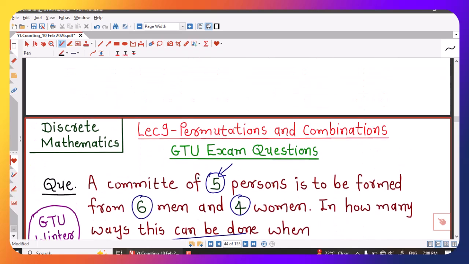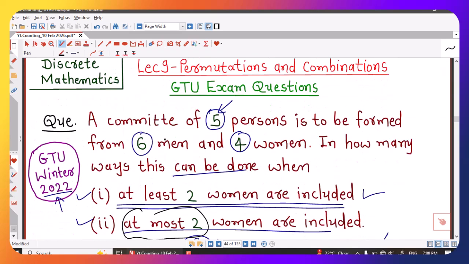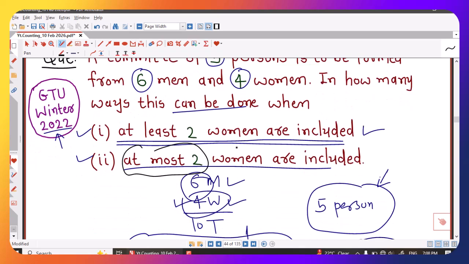So this is a nice question related to combination and permutation as well as the product rule and sum rule for counting, and it was asked in the GTU Winter 2022 exam.